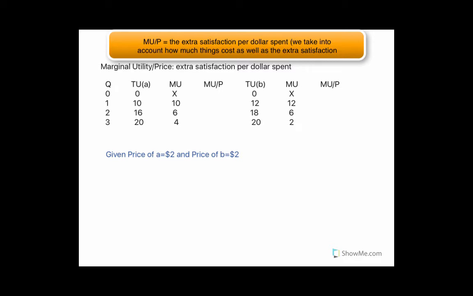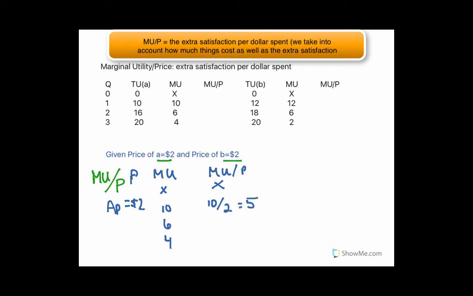To find this, we're going to use the same formula, MU, but now divide it by the price. And here the prices are given. So now we're going to do the math below. We have our marginal utility, which we calculated in the last slide, and we're calculating the MU over P, and our price, which is $2. So we'll do good A first. All we're going to do is take our marginal utilities and divide them by the price. So again, for a quantity of 0, we're not going to have a marginal utility over price because it's 0. 10 divided by 2 is 5, 6 divided by 2 is 3, and then 4 divided by 2 is 2. So now we can fill in this column.